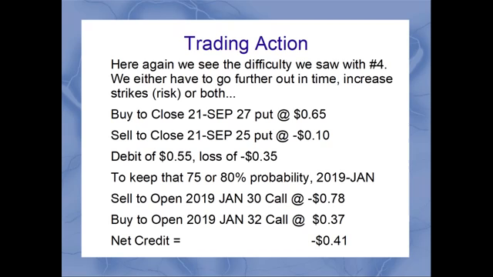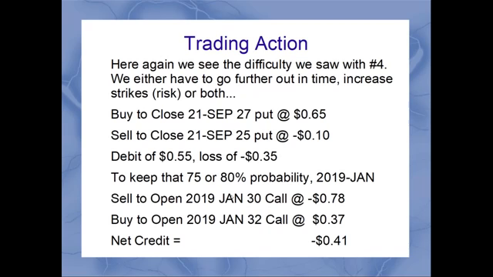But it does have the same problem of adjustment 4, just rolling down the whole spread. We either have to go further out in time, increase the strikes to increase the risk or the margin, or both. Again, we liquidate our spread, buy to close the 27 at 65. Sell to close the 25 at 10, we're out of our bull put. Debit of 55, we take a loss of 35 cents.